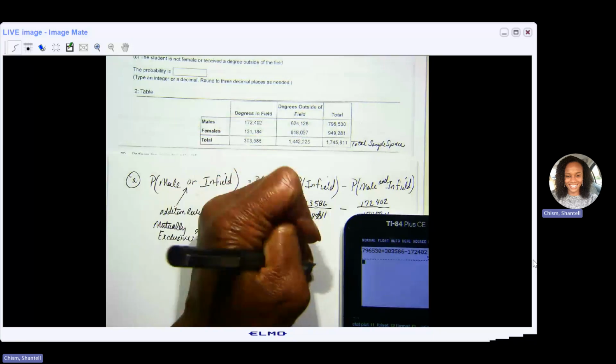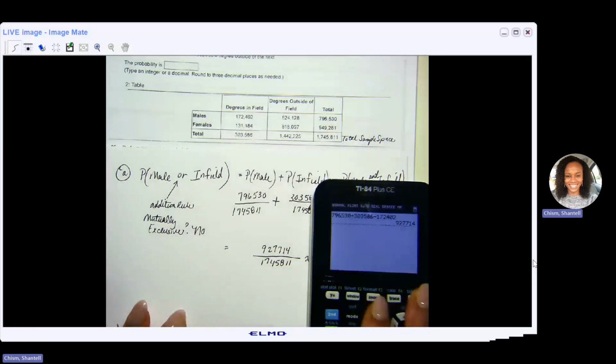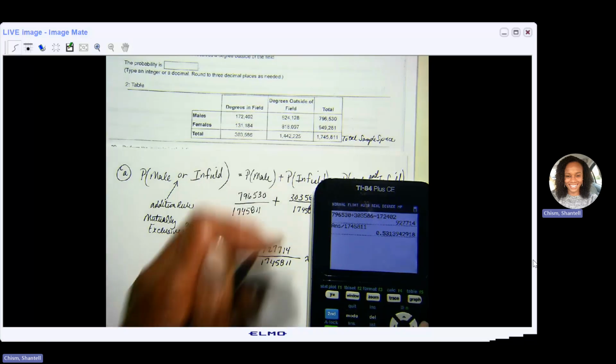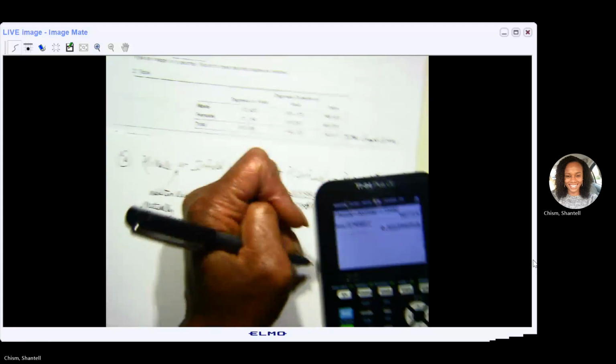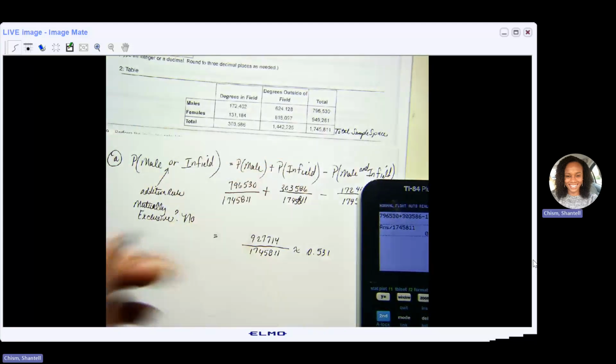927,714. And then we're going to divide that by our total sample. Oh, I didn't mean to do that. Let me put that back. Okay. Then we're going to divide that by the 1,745,811. And we get 0.531.